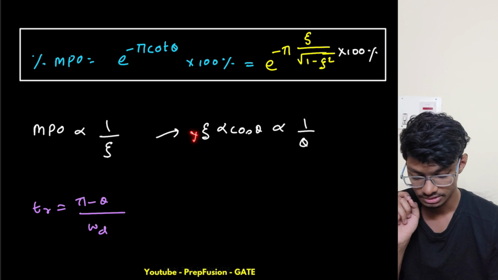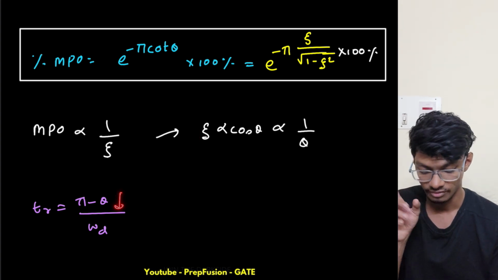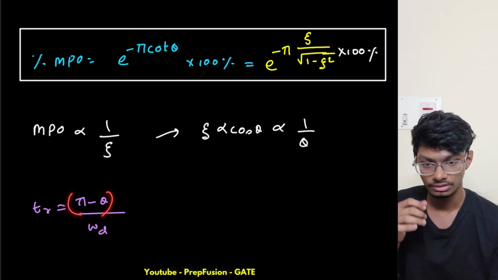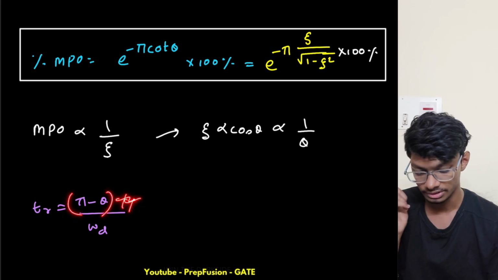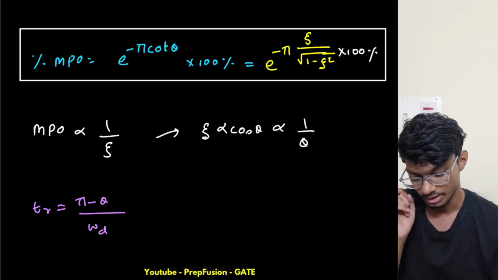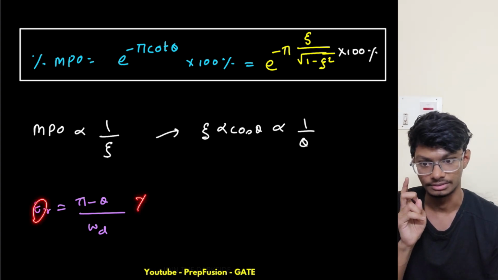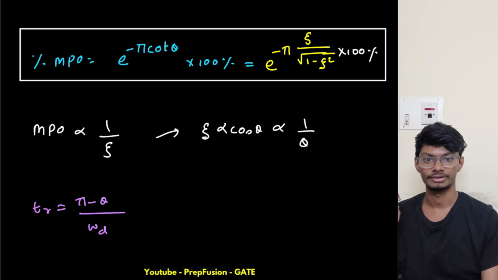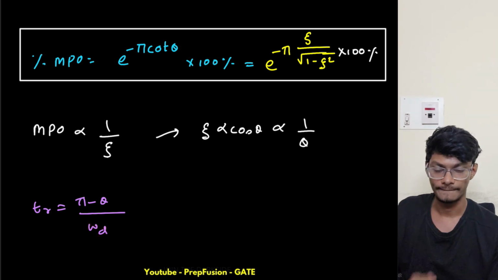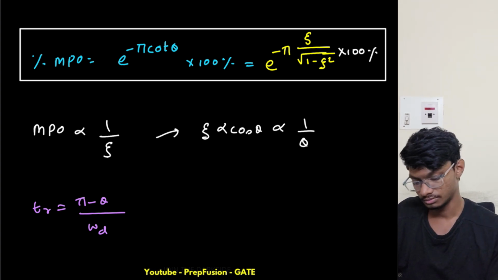So if my zeta increases, my theta will reduce. Now if theta reduces, this whole thing will increase, right? If this whole thing increases, then my TR will simply increase, right? But another thing you have to keep in mind is there is omega d also here, and that is also a function of omega n and 1 minus zeta square. So let me break it down.